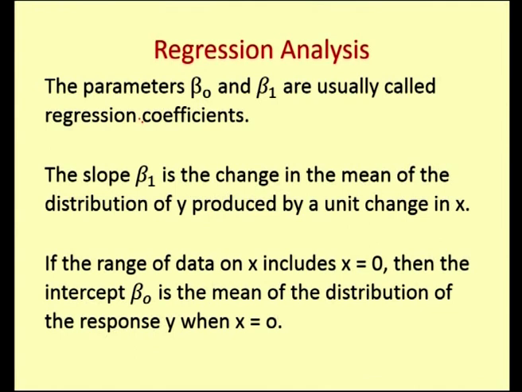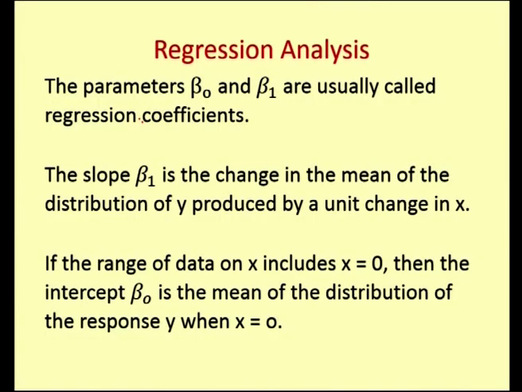The slope beta 1 is the change in the mean of the distribution of y produced by a unit change in x. That is, whenever there is a change in x, the change in the mean of the distribution is denoted by beta 1. And if the range of the data x includes the value 0, then the intercept beta naught is the mean of the distribution of the response y when x is equal to 0.